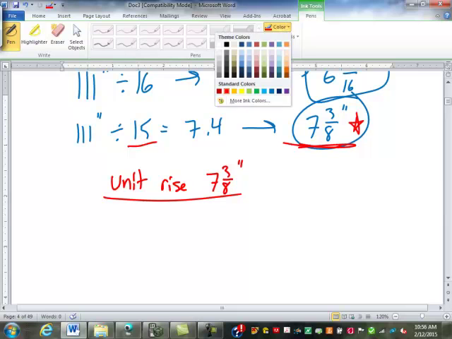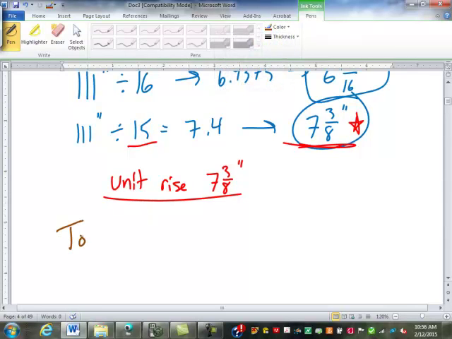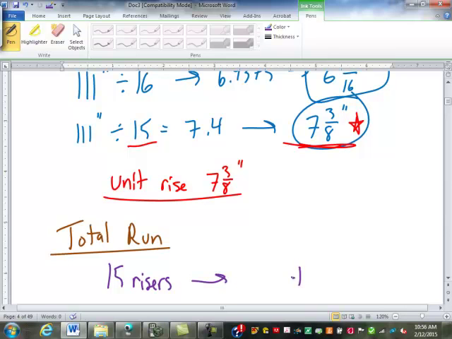Next, we can find something called the total run. The key to the total run is to figure out how many runs we're going to have. We have 15 risers. How many treads are we going to have? Are we going to have 15 treads too? No, why not?